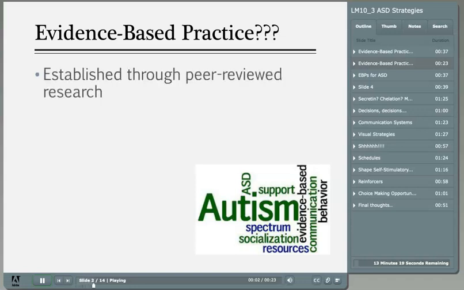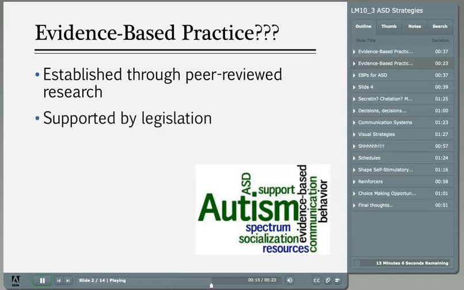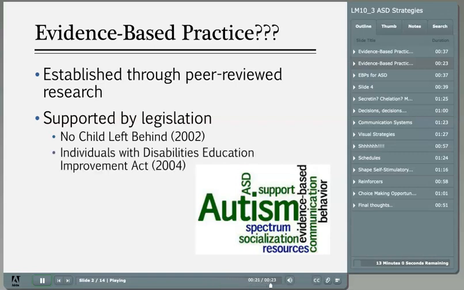So, what exactly is an evidence-based practice? To be considered an evidence-based practice, the effectiveness of the intervention must be established through peer-reviewed research in scientific journals. The use of research-supported treatments in education is supported by both No Child Left Behind as well as IDEA.